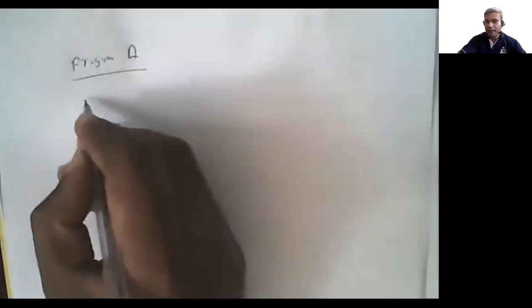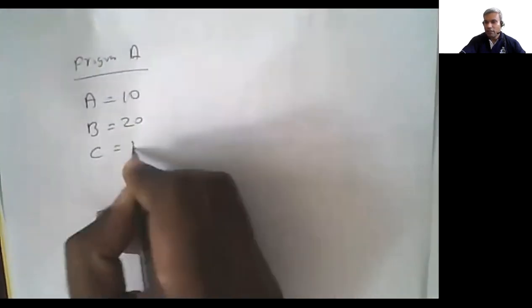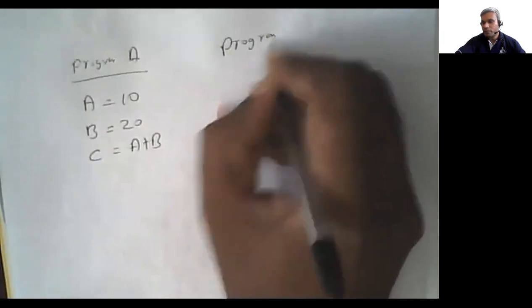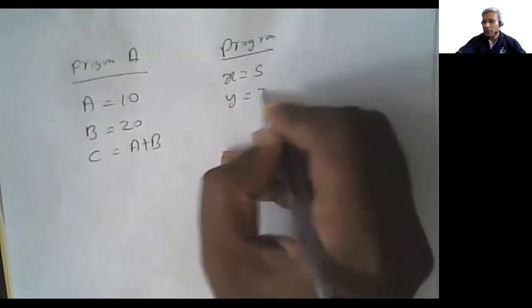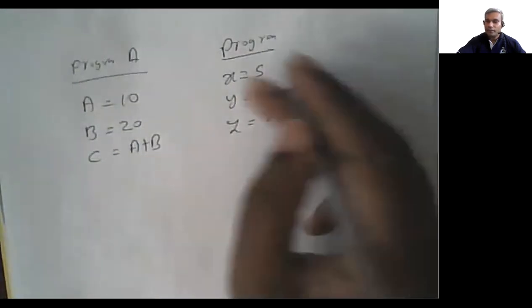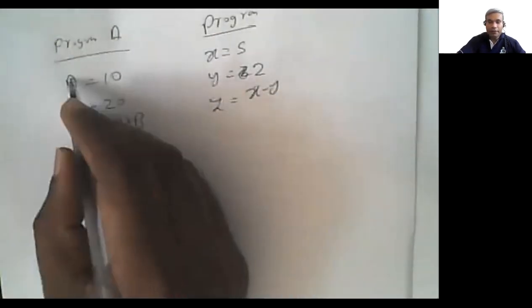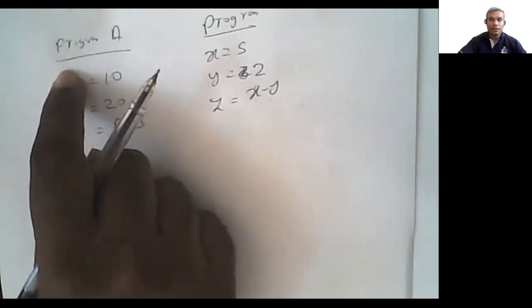For example, let's say you have a program, program A. Now in program A, I have A is equal to 10, B is equal to 20, C is equal to A plus B. And you have another program. Now another person is writing another program. He says X is 5, Y is 2, Z is equal to X minus 1. And let's say you write this program and compile it. Now remember, these are variables. The way variables are stored is you will map each of these variables to a memory location.